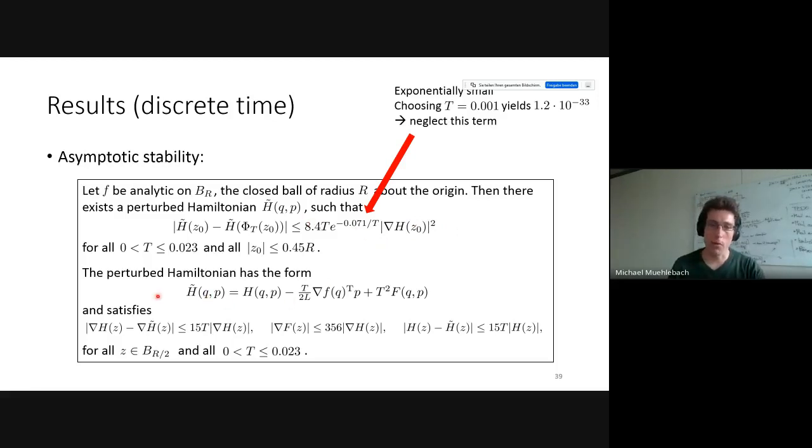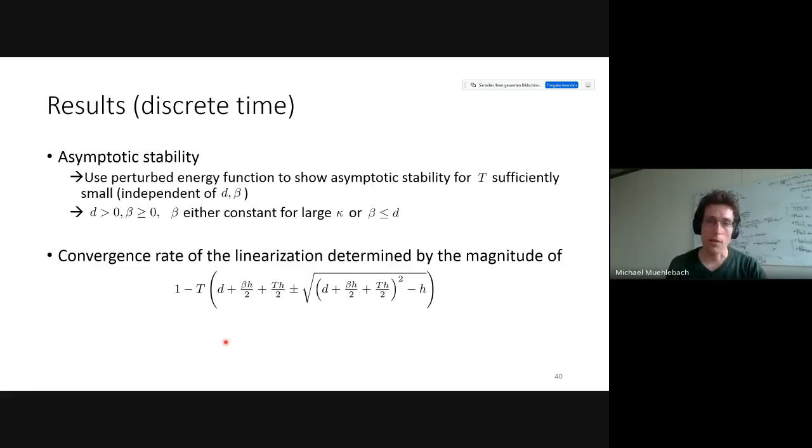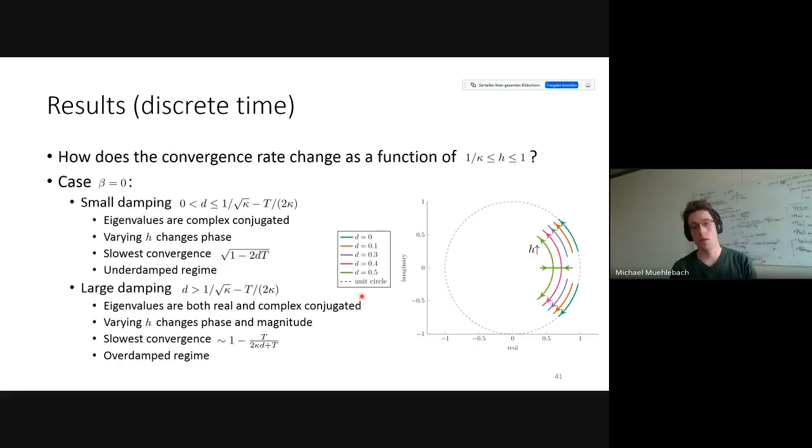And more importantly, we were also able to come up with bounds that characterize the difference between the original energy function and its perturbed energy function. And you can use these bounds for stability analysis. So essentially you can use this perturbed energy function to discuss stability in the same way as we use the original energy function for stability analysis in continuous time. Okay, and once we have stability, we can then argue about the convergence rate by looking at an eigenvalue analysis of the linearization.